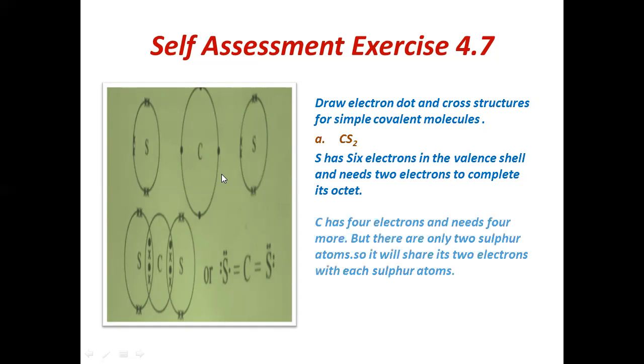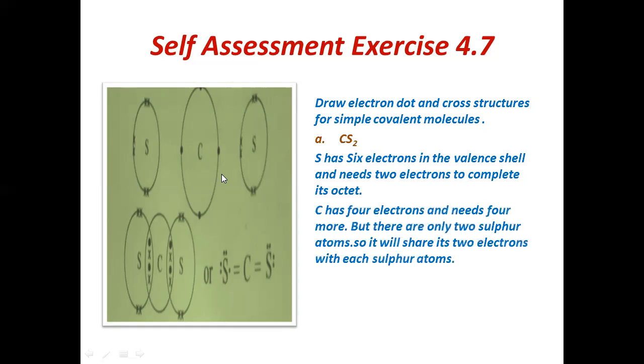Carbon has 4 electrons and needs 4 more, but there are only 2 sulfur atoms, so it will share 2 electrons with each sulfur atom. So carbon will share 2 electrons with each sulfur atom. It will form a double covalent bond with sulfur.